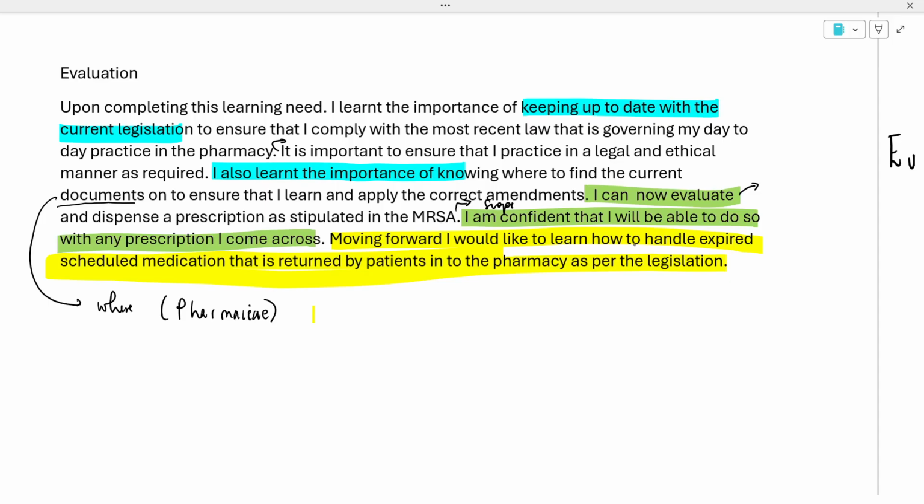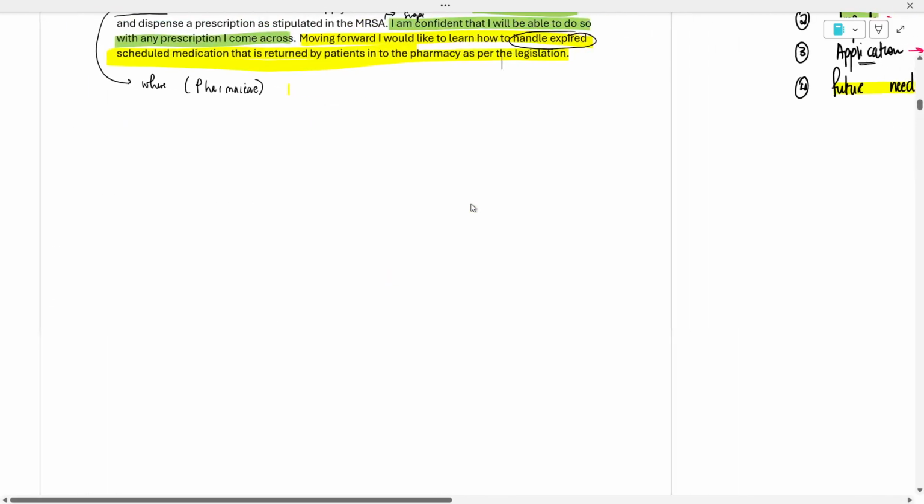Moving forward, I would like to learn how to handle expired medication that is returned by a patient to the pharmacy as per legislation. So here, it looks like you want to learn how to handle expired medication, not to learn of the law. So it's better stating that moving forward, I would like to learn and apply the laws related to handling scheduled returned medication. So it's restructuring how you write the first step.